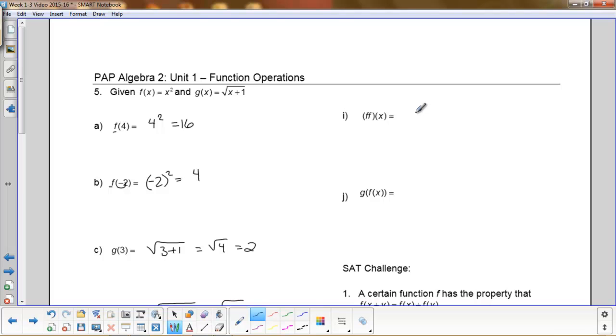Alright, multiplication. X squared times x squared. Properties of exponents tell me to add. Gives me x to the 4th power. G of f of x means that I'm going to insert the f of x function into the x value of the g function. So the g function is the square root of x plus 1. I'm going to substitute the f function, which is x squared, into that x value. And that is my composition of functions.